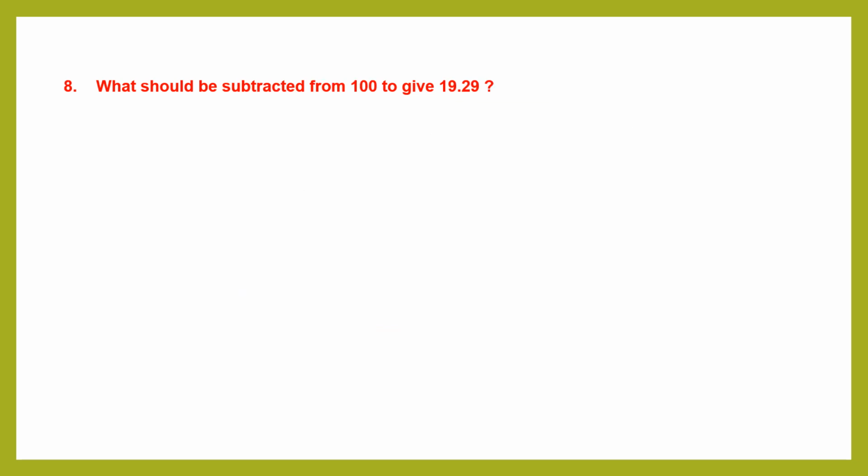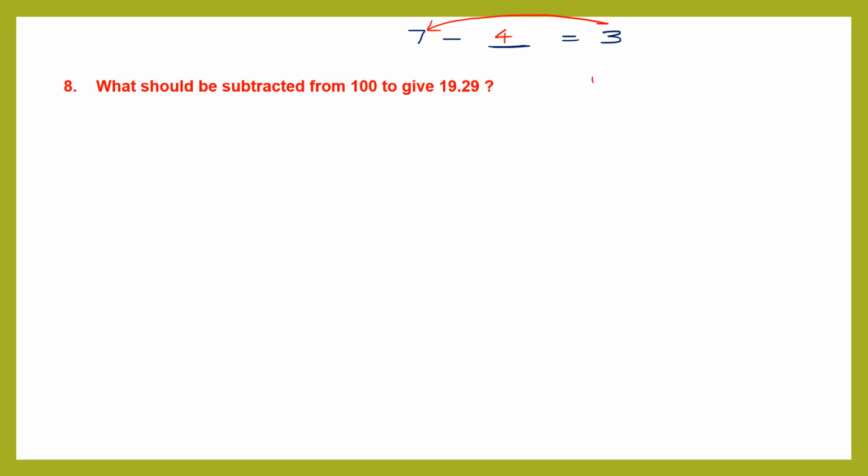Question 8. What should be subtracted from 100 to give 19.29? Let me give a simple example again. What should I minus from 7 to give, say, 3? Now 7 minus what will give me 3? We know 7 minus 4 will give us 3, isn't it? Now, how do we get this? When we subtract these two numbers by writing 7 first.